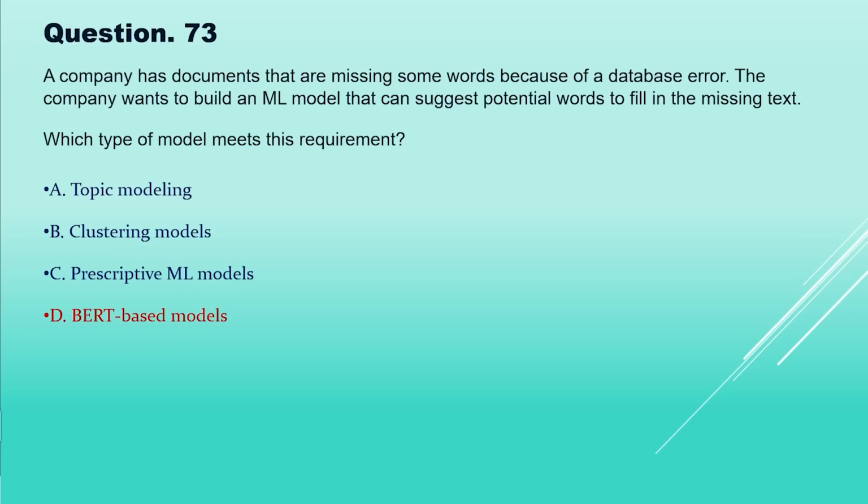So the correct answer here will be option D, BERT-based model, because BERT, that is also called Bidirectional Encoder Representations from Transformers, uses a masked language modeling approach. It learns how to predict a missing or masked word in a sentence based on the surrounding context. So this makes a BERT-based model ideal for suggesting potential words to fill in the missing text. So option D is correct here.